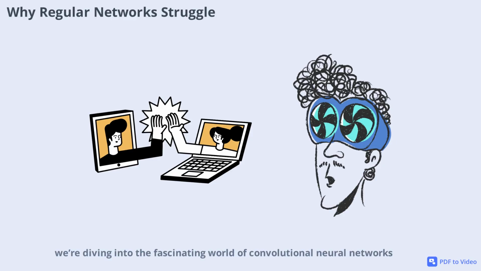Today we're diving into the fascinating world of convolutional neural networks, or CNNs, the technology behind facial recognition, self-driving cars, and so much more. To understand why CNNs are so special, let's first consider the limitations of regular neural networks. Imagine trying to recognize a cat in a photo. A standard neural network would need to process every pixel individually, resulting in millions of connections. Worse yet, if the cat moves even slightly, the network might see it as a completely different image. This is inefficient and not robust.